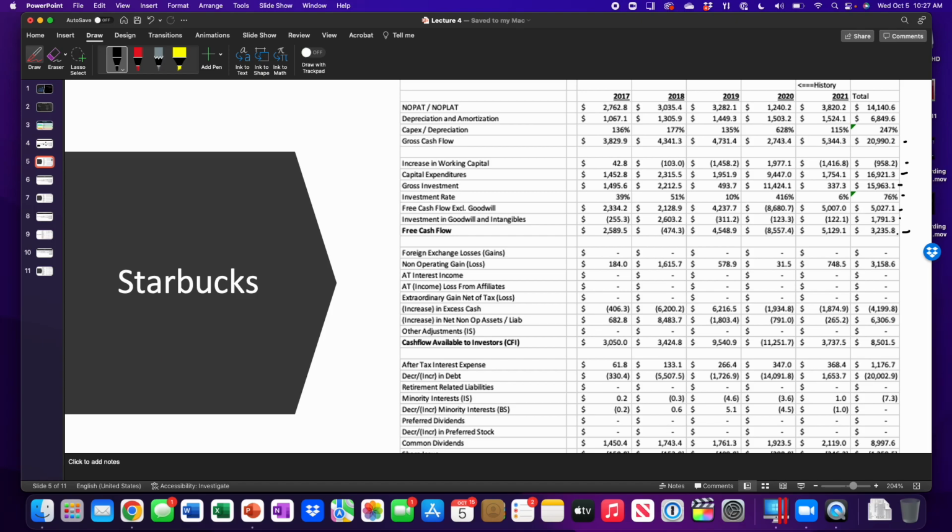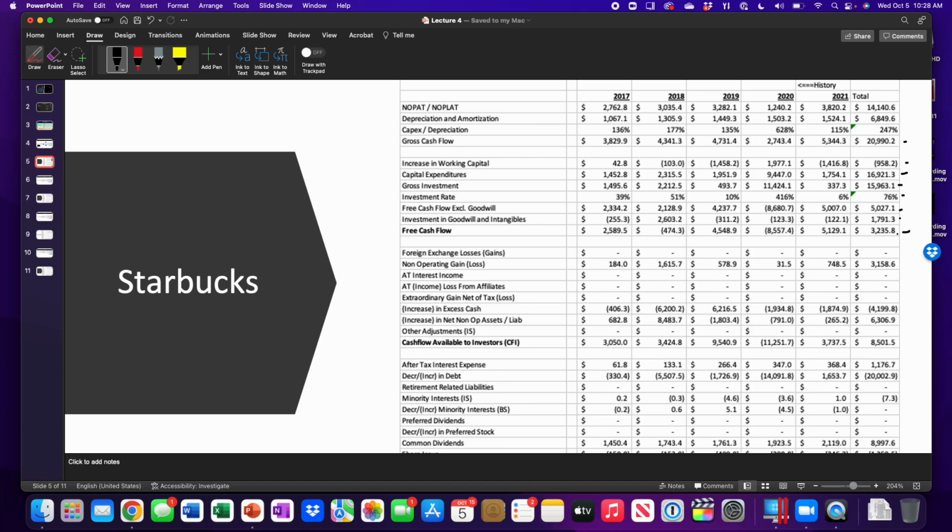Now, we got $3.2 billion of free cash flow. We have $8.5 billion of CFI. So basically they added about $5 billion of non-operating cash flow. How'd they do that? Well, they got $3 billion from a non-operating gain, and they basically reduced $6.3 billion of non-operating assets. So between those two, that was almost $9.4 billion.